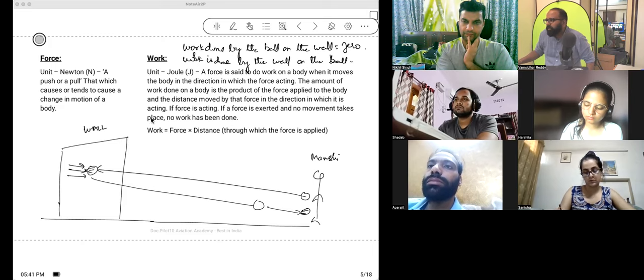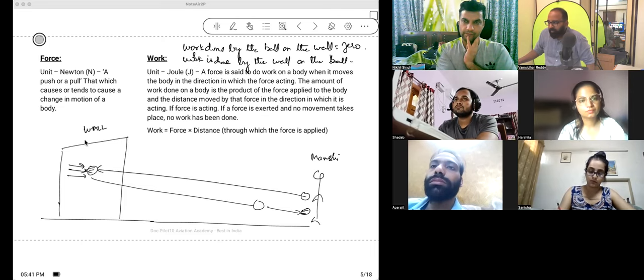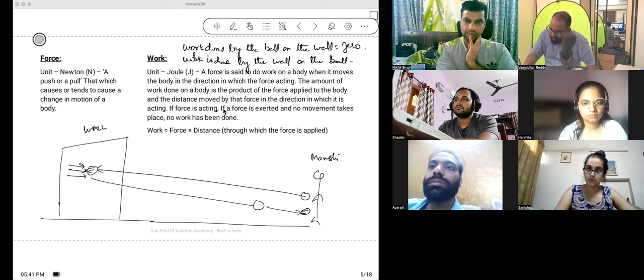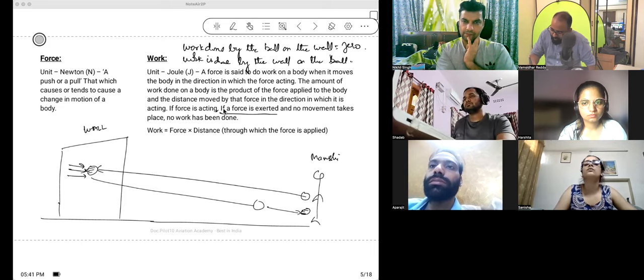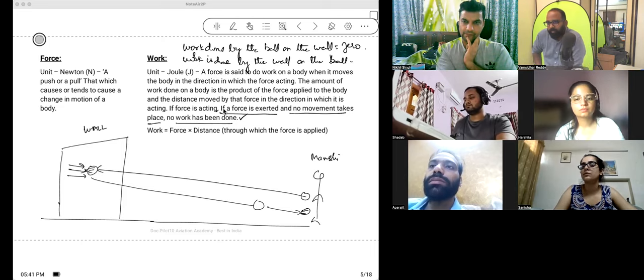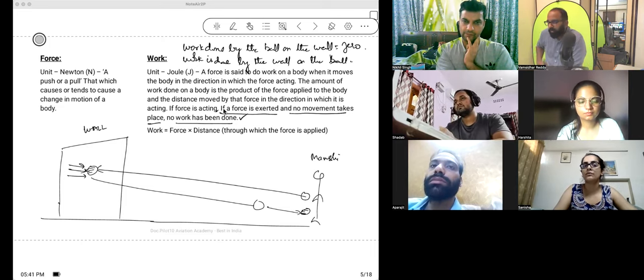The force is acting, the force is exerted, and no movement takes place. See, the ball is initially exerting force on the wall. Force is acting, but the wall did not move. Correct. If force is exerted and no movement takes place, no work has been done. Am I clear? Shall I move on?